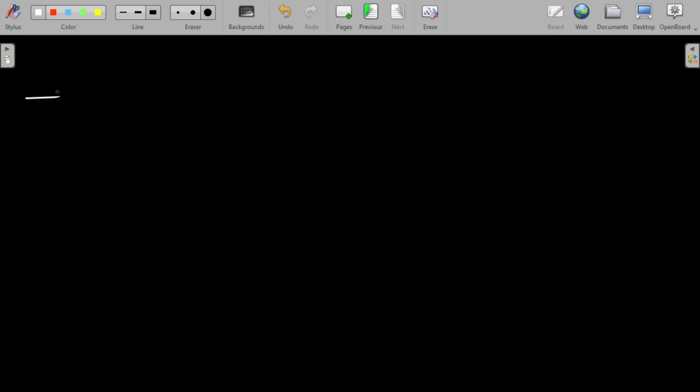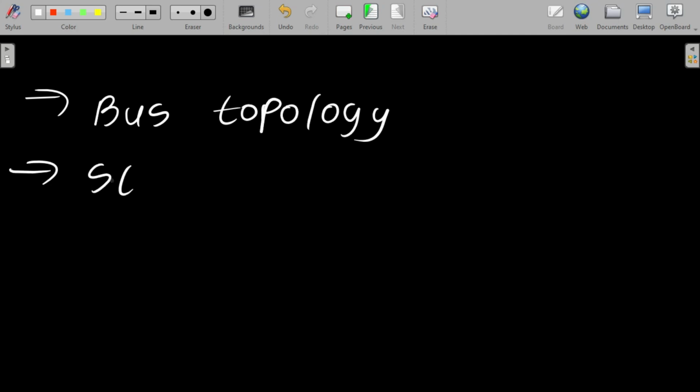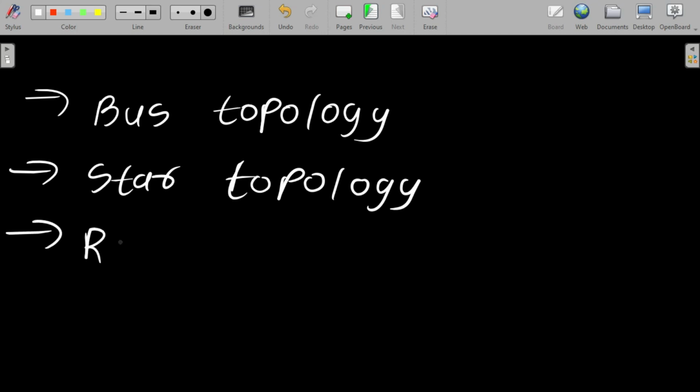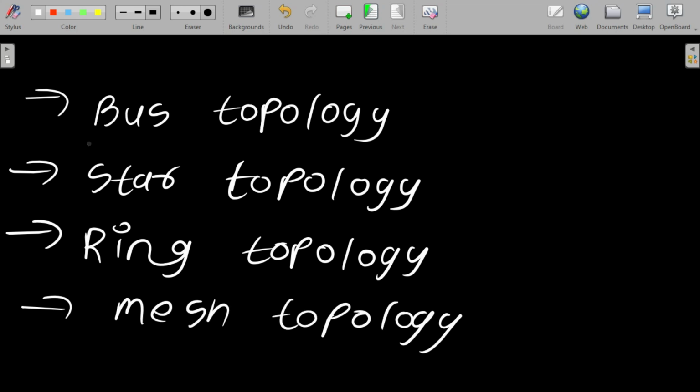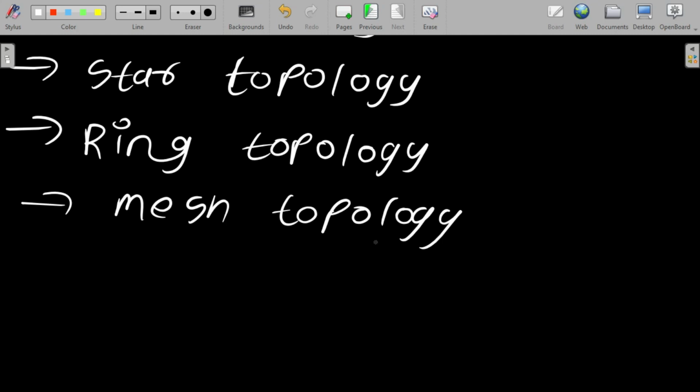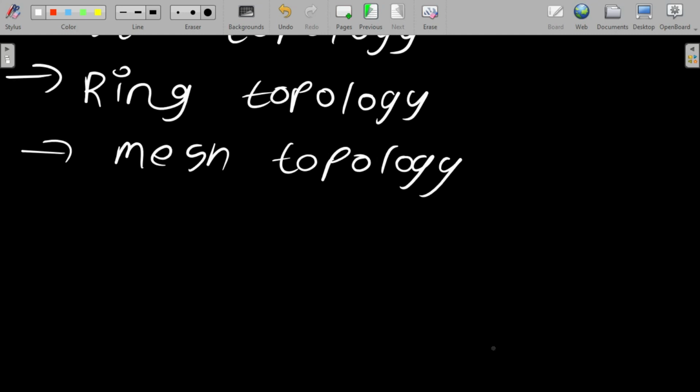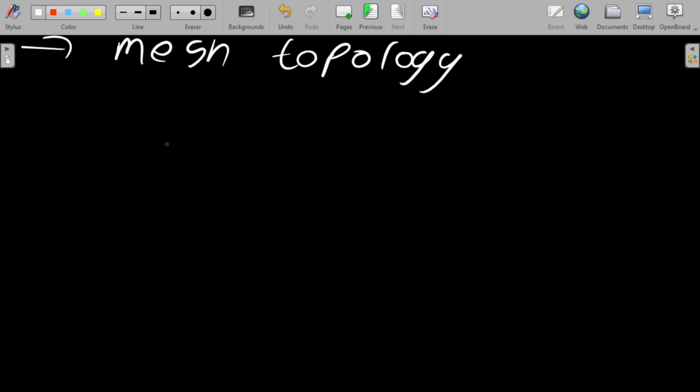So there are bus topology, star topology, ring topology, and mesh topology. So these are some topologies: bus topology, star topology, ring topology, and mesh topology. So let us see one by one. Let us see first about bus topology.